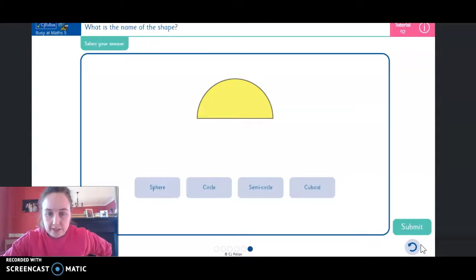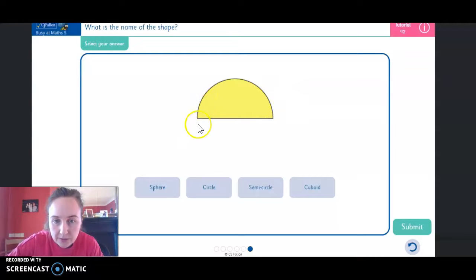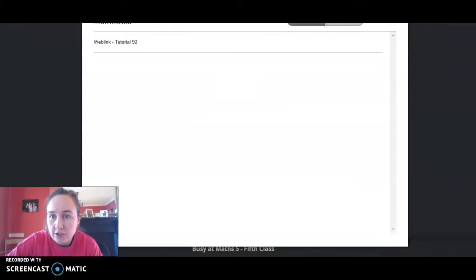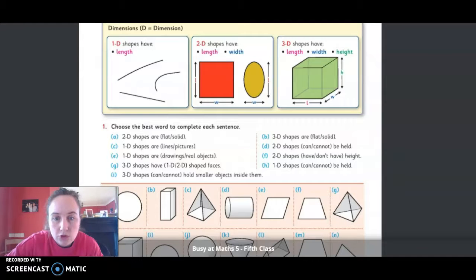And then here is your semicircle. So it's your half a circle, okay? So two sides but no corners, because you need two straight lines to make a corner, and you only have one straight line and one curved line. Okay, and that's done. So you should be okay for that page.